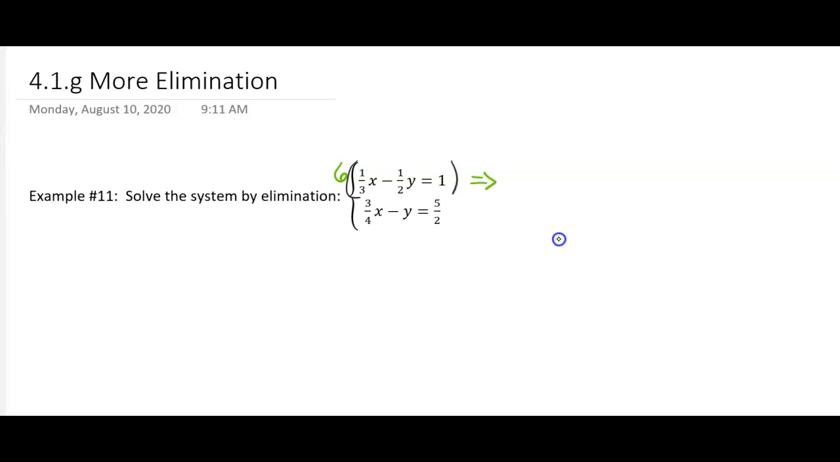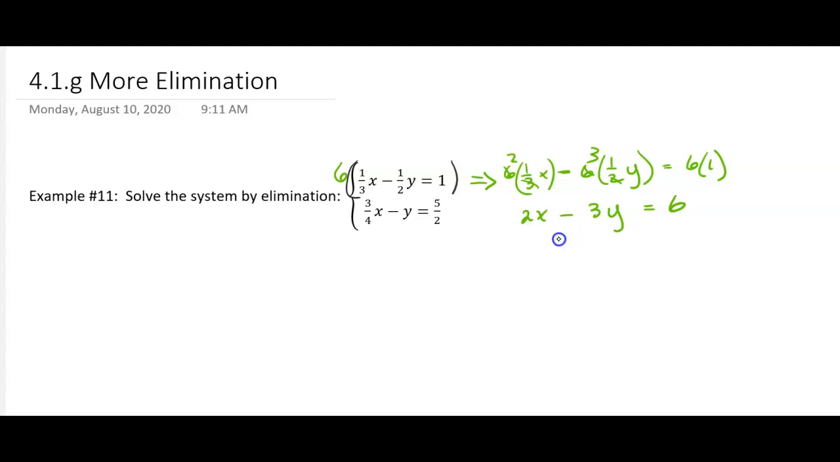So I'm going to get, I'll write it like this. 6 times 1/3 x minus 6 times 1/2 y, and there was a minus sign between them. And then you get 6 times 1. Now, when we simplify that, 3 goes into 6 twice, so you're going to get 2x, 2 goes into 6 three times, so minus 3y equals 6. Now that's a much friendlier equation, right?